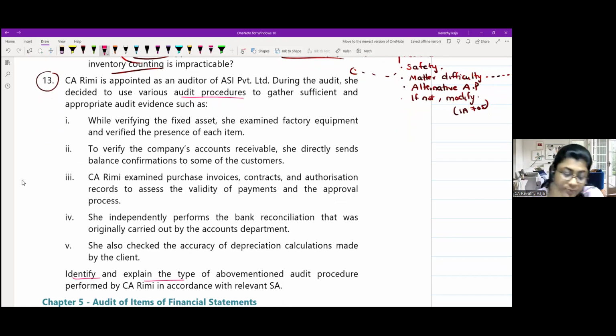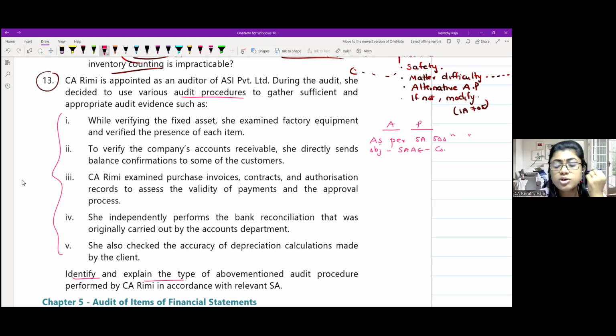SA 500. See here, various procedures are there. Will you keep on writing SA 500 for every question, for all the 5? No. You write SA 500 only once. So how will you present? Put a heading, audit procedure. How will you start? As per SA 500 on audit evidence, you write the objective. Objective of audit is to obtain sufficient and appropriate evidence to form a conclusion on which opinion is based.